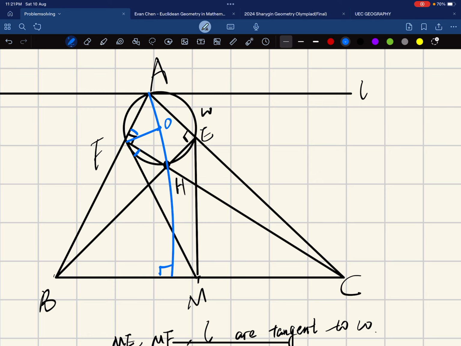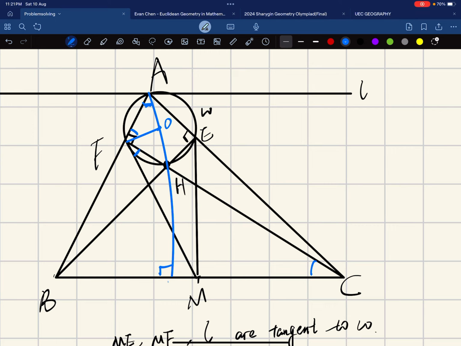That is because AFC is a right angle. And what is the angle OFA equal to? That is OAF. And angle MFC equals angle MCF. And do these two angles equal? The answer is yes. Why?